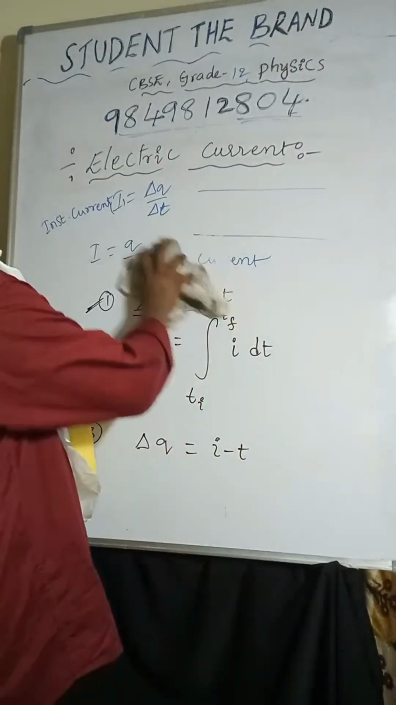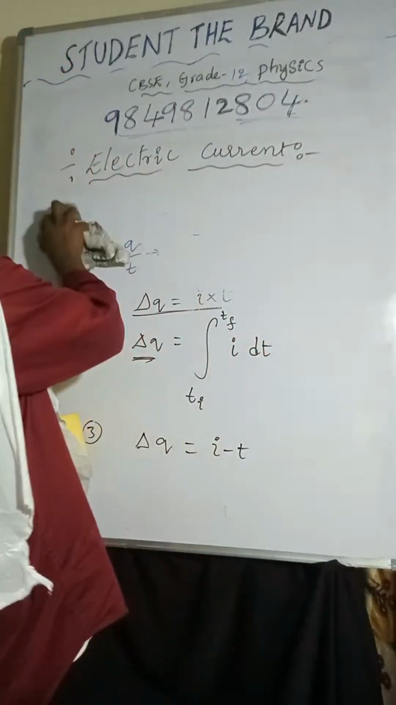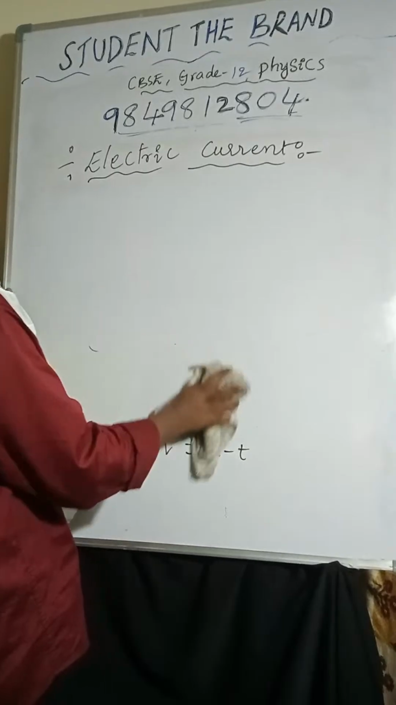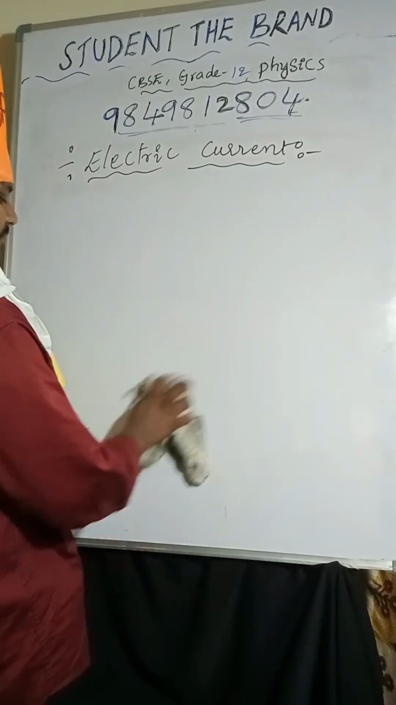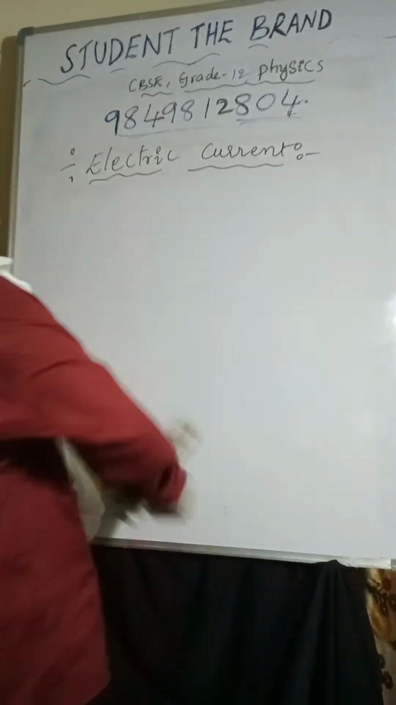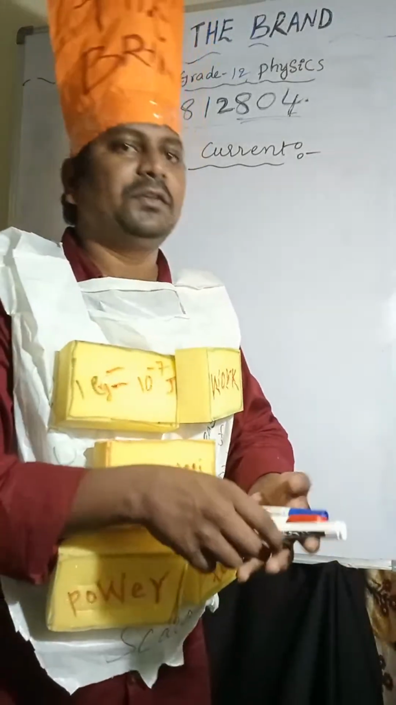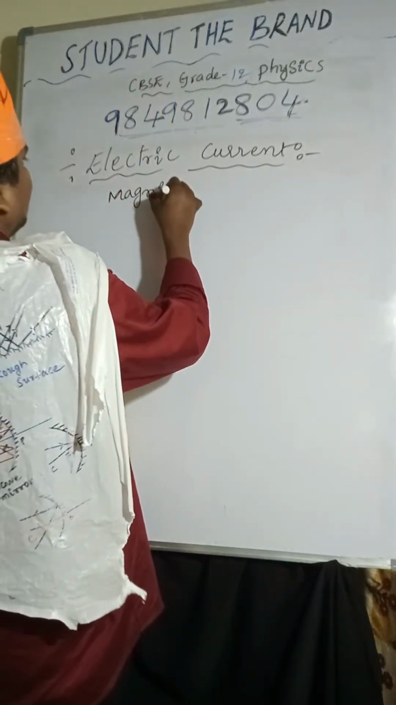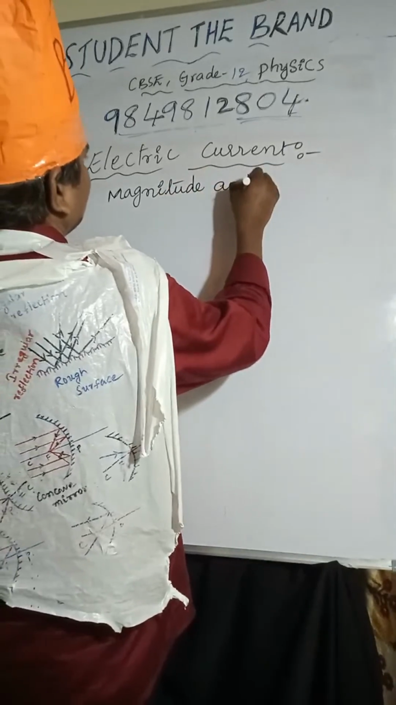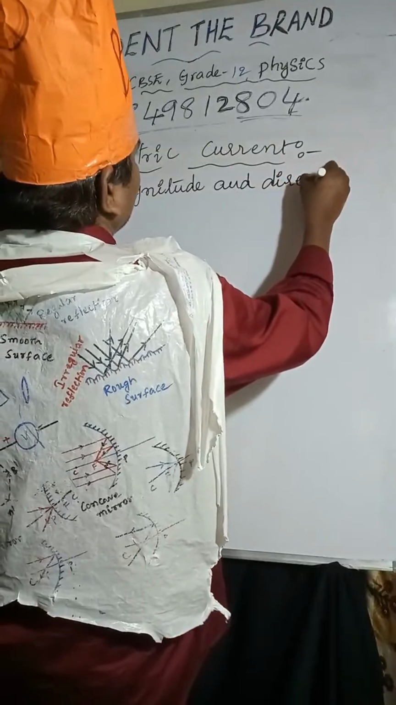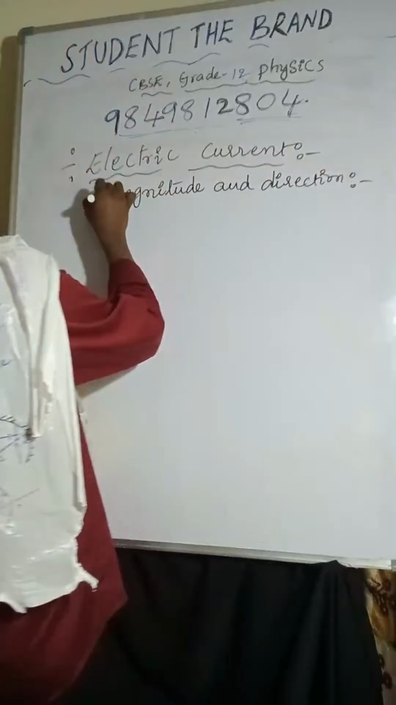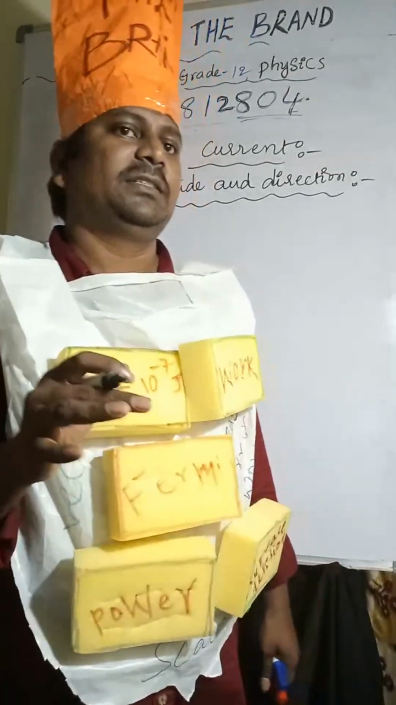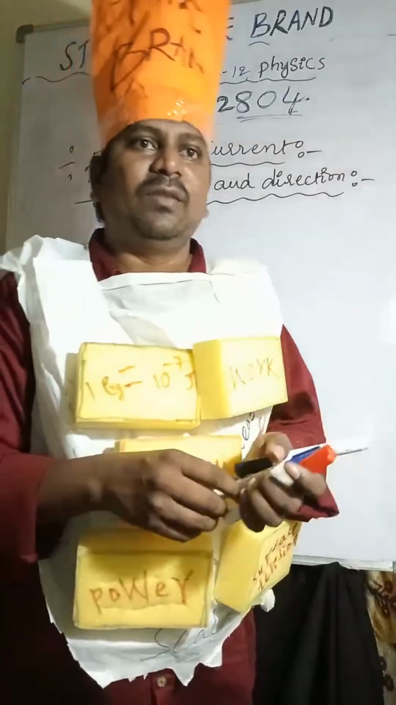Now, based on the magnitude and direction, current can be divided into two parts. One is DC, another one is AC.